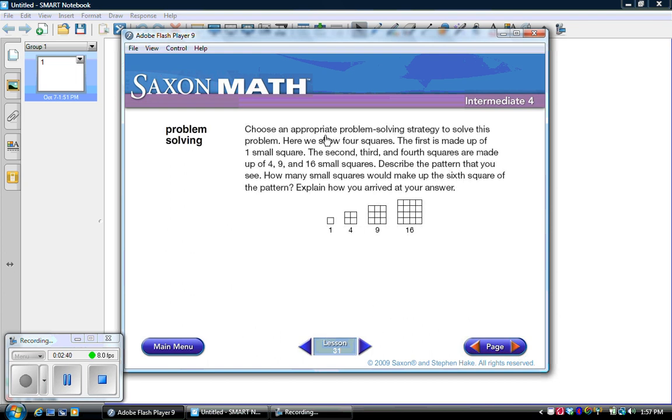Problem solving. It tells us to choose an appropriate strategy. Here we show 4 squares. The first is made up of 1 small square. The second, third, and fourth squares are made up of 4, 9, and 16 small squares. Describe the pattern that you see. How many small squares would make up the 6th square of the pattern, and explain how you arrived at your answer. So I always like to make a table for these kinds of things.